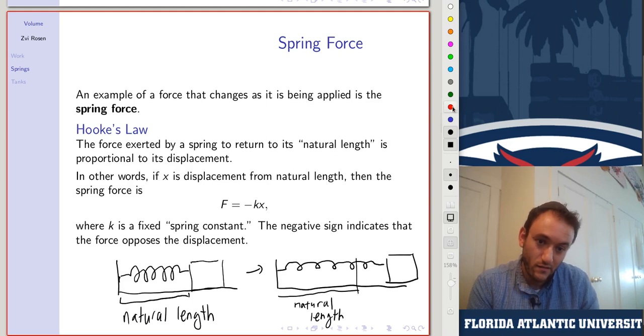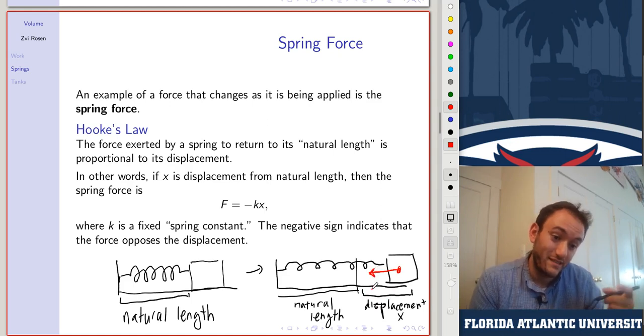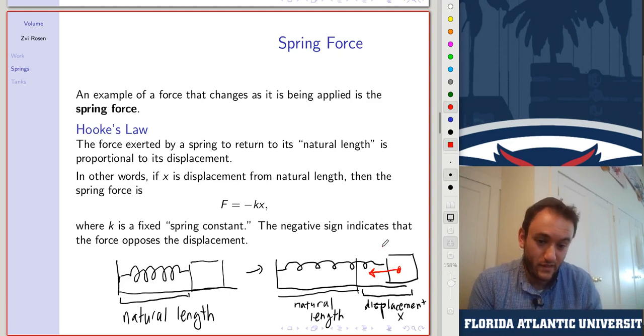Then this extension will be, this is called the displacement, and we'll call that x. And so the spring is going to be exerting a force in the leftward direction, opposing the displacement, in the quantity minus kx, where k depends on the spring.